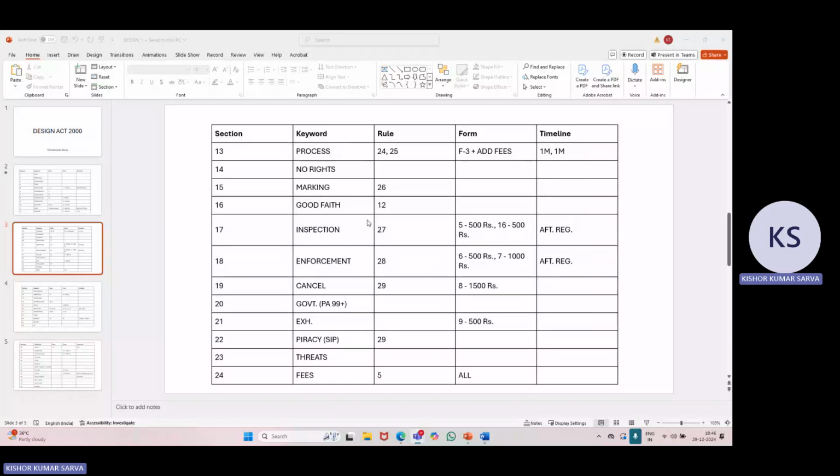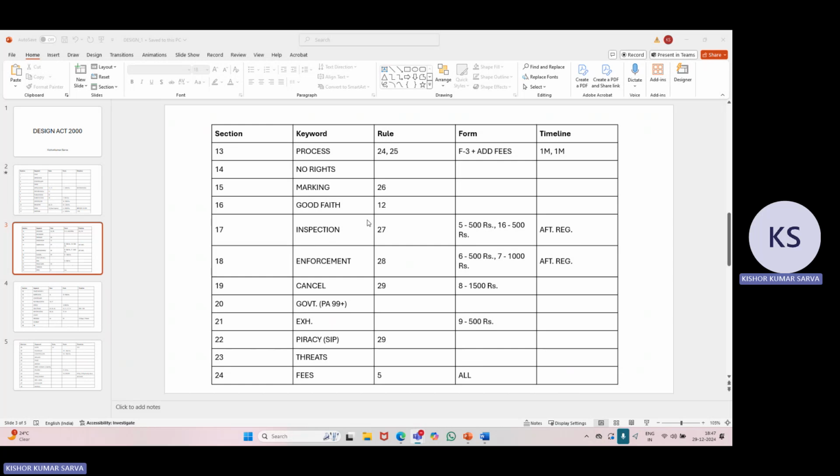In this video, we will start with a quick recap from section 15. So section 15, the keyword here is marking. When the design is registered and the product is in the market, then the proprietor or the design inventor, whoever it is, needs to have a marking on it, and that is discussed in this section 15, right?